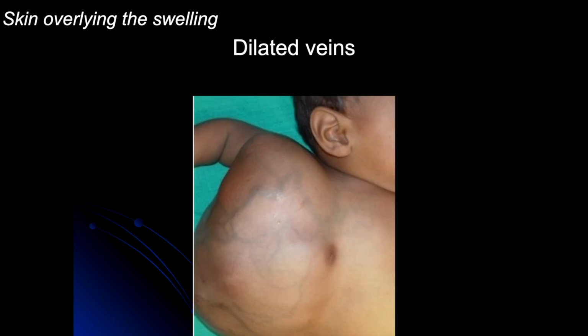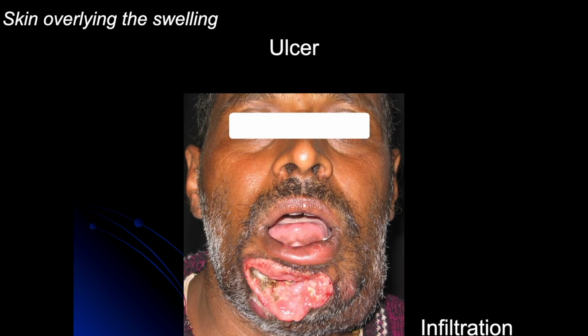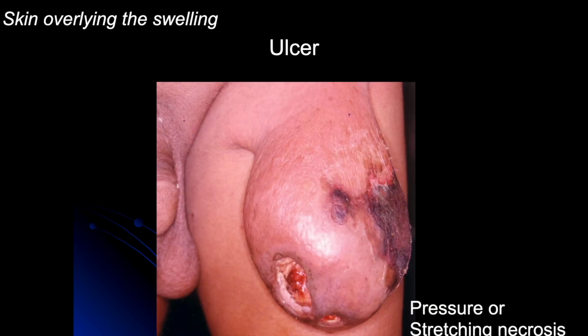Dilated veins are seen upon the surface of malignant tumors and vascular malformations. This was a malignant tumor. Ulceration of skin can result from various mechanisms. In malignant lesions, it results from infiltration or invasion, whatever you may call. This was a case of oral cancer fungating out. In big swellings, even benign ones, necrosis followed by ulceration may result either from pressure or stretching, thinning, and breaking down of skin.